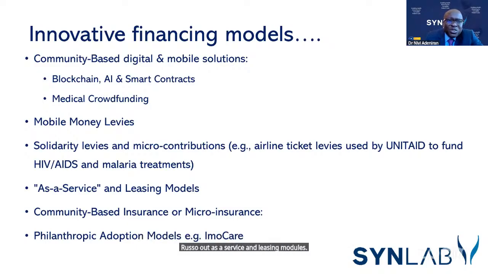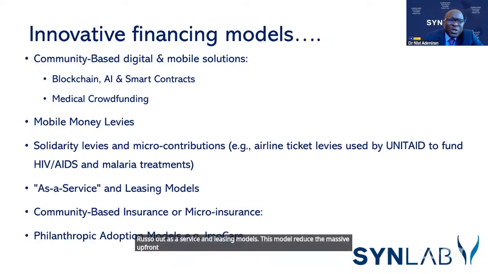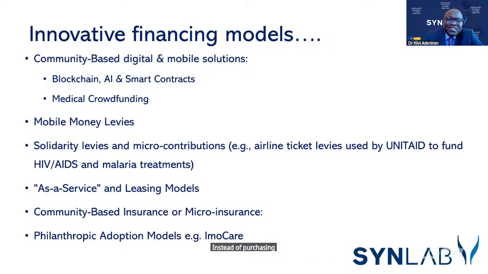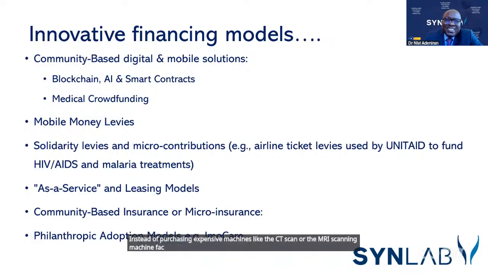This model reduces the massive upfront capital required to acquire expensive medical technology or equipment. Instead of purchasing expensive machines like the CT scan or the MRI scanning machine, facilities pay a usage-based fee that often covers maintenance and training.